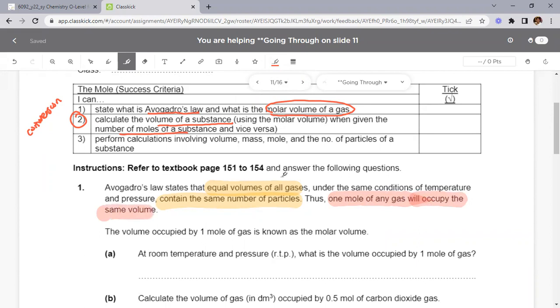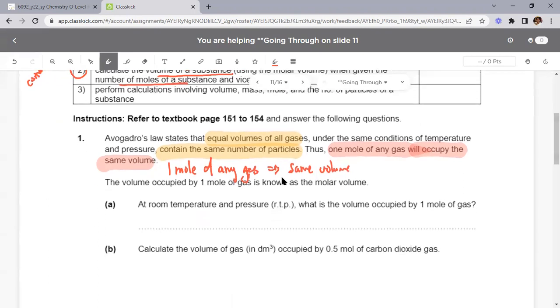Interestingly, what they're trying to say is 1 mole of any gas will give you the same volume. For those who want a reinterpretation of it, 1 mole of any gas will give you the same volume. So the question is, what is this volume? 1 mole of a gas, what's the volume that it will occupy?